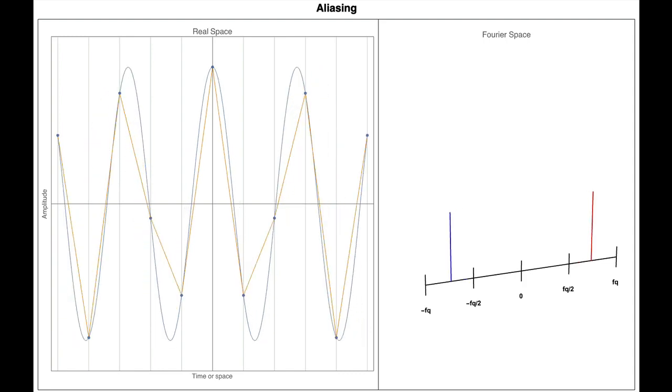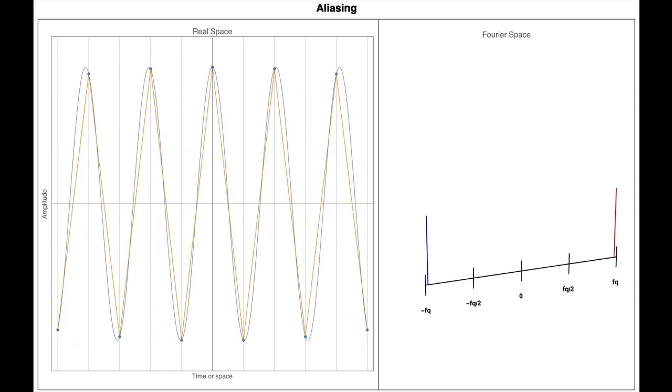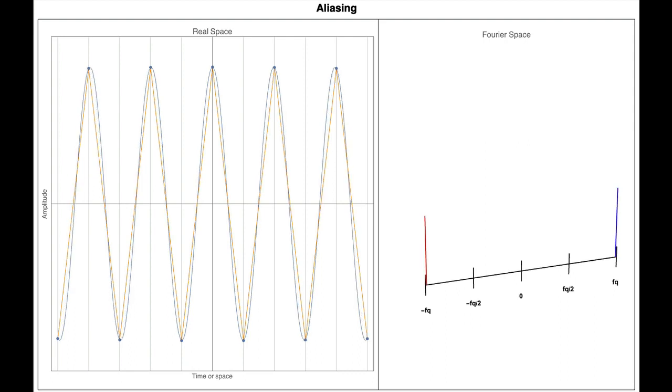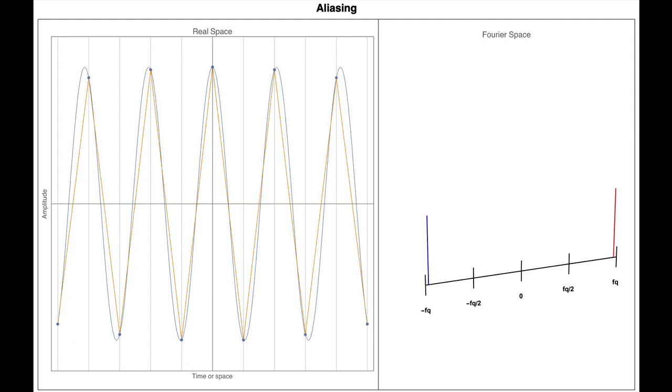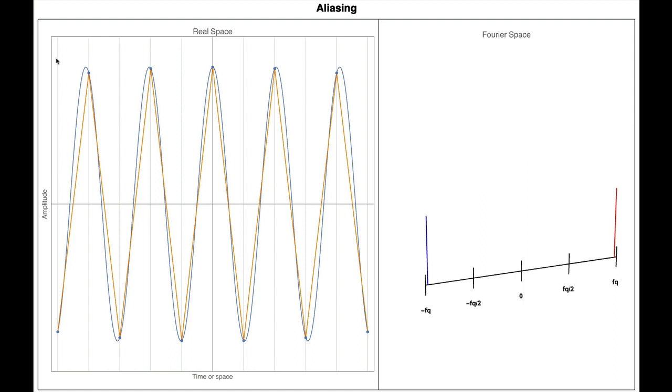Now as I increase the frequency of my signal, but my sampling is not changing, I get closer and closer to the Nyquist frequency until the frequency of my signal equals the Nyquist frequency, and then you can see we're neatly sampling the peaks and troughs of our signal.